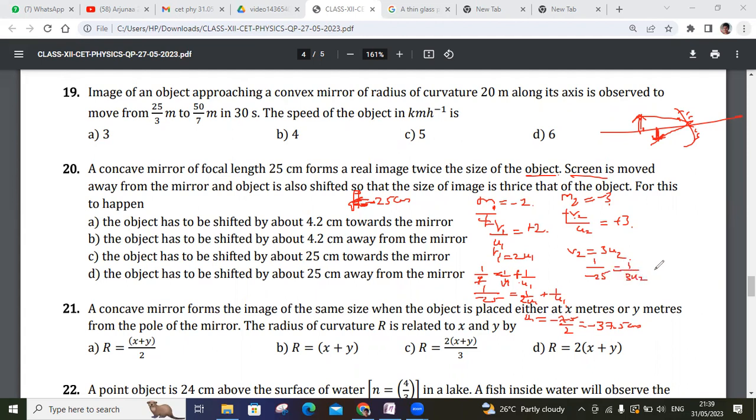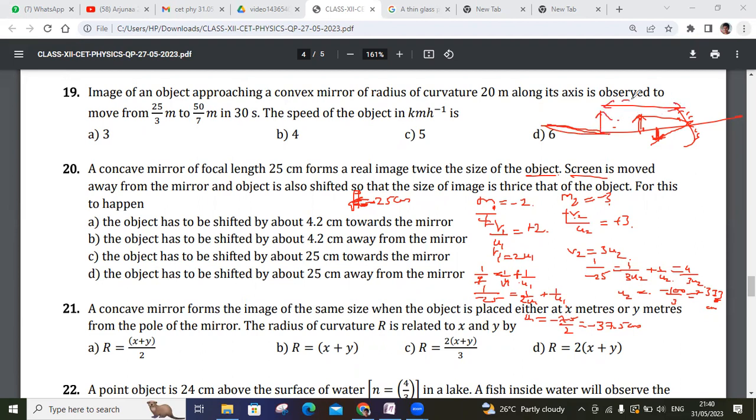And u2 also similarly, you will get 1 by minus 25, 1 by f is equal to 1 by v2, that is 1 by 3u2, plus 1 by u2. So this will be 1 by 3 plus 1, that is 4 by 3u2. So u2 will be minus 100 by 3, which is minus 33.33, minus 33.3 centimeter.